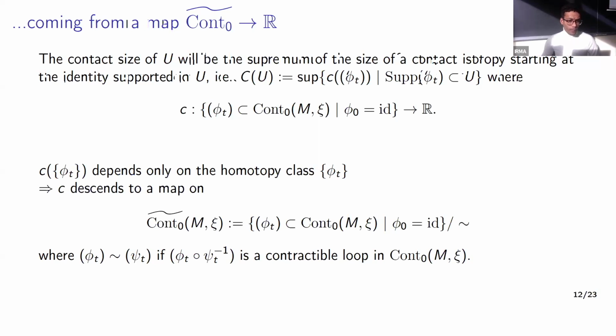So the map C actually descends to what I denote by Cont tilde of M×I, which is the universal cover of the group of contactomorphisms isotopic to the identity. A concrete way to see this universal cover is that you take the space of contact isotopies starting at the identity, and you identify two isotopies if they are homotopic relative to endpoints. This is the concrete way we will use to work with the universal cover. Another, more abstract way: you can put a topology on the group of contactomorphisms, and then look at the universal cover of this topological space. It gives you the same thing, but this is not the viewpoint we will adopt today.